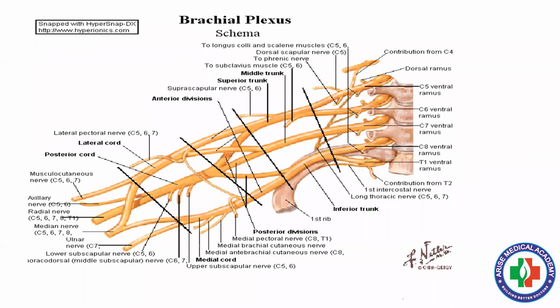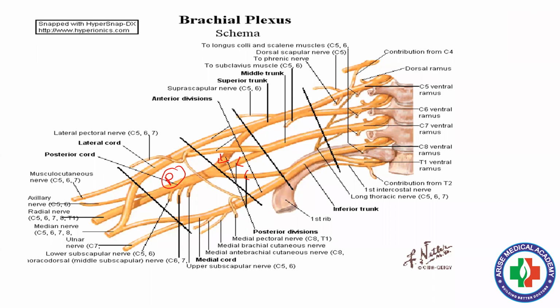So once you see them, let's try to identify them. The major branch of the posterior cord is the radial nerve. So first identify the posterior cord. So you know this is the posterior cord. All the posterior divisions are uniting and forming the posterior cord.